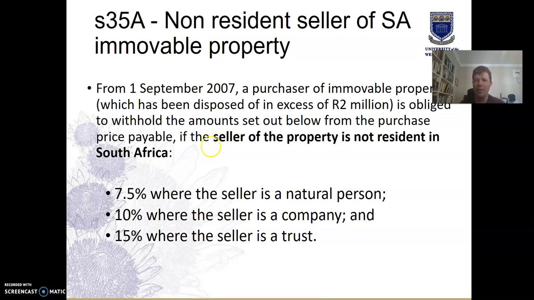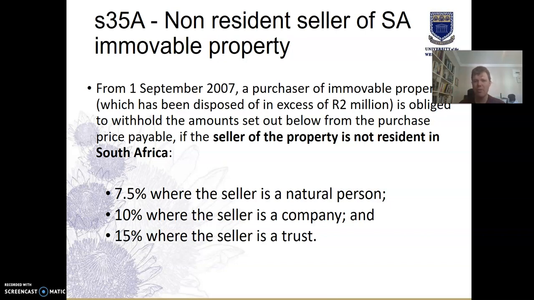So, if you are buying property in South Africa from somebody who's not South African, you have to withhold the following amounts and give it over to SARS. 7.5% where the seller is a natural person, 10% where they're a company, and 15% when they are a trust. If the sale's under 2 million, you don't have to worry. And the reason why we have this is that there's probably going to be CGT on this property. The person selling it is overseas. SARS is going to struggle to get hold of that person. So they put the job on you.